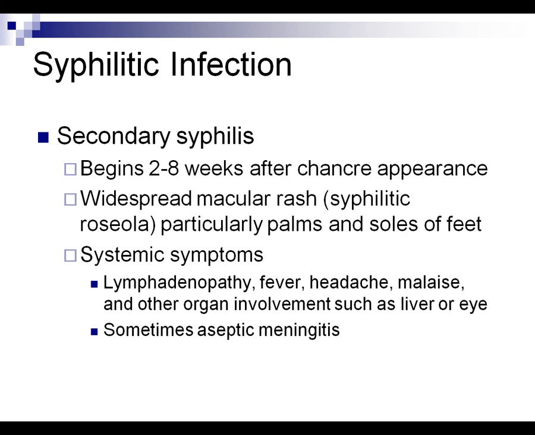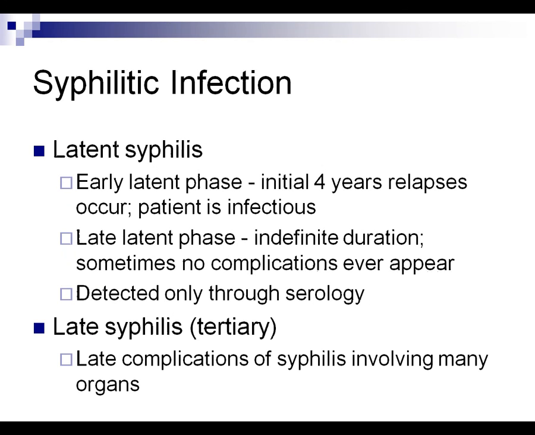Secondary syphilis begins about 2 to 8 weeks after the canker appears. We see a widespread rash on the palms and the soles of the feet. We can see some systemic symptoms like lymphadenopathy, fever, headache, malaise, and sometimes some aseptic meningitis. In the early latent phase, about the initial 4 years, relapses occur. The patient is infectious during this time. The late latent phase can last for an indefinite duration, and sometimes no complications ever happen. During this latent phase, the only way we can detect Treponema pallidum is through serology. We can't use the DFA method anymore.